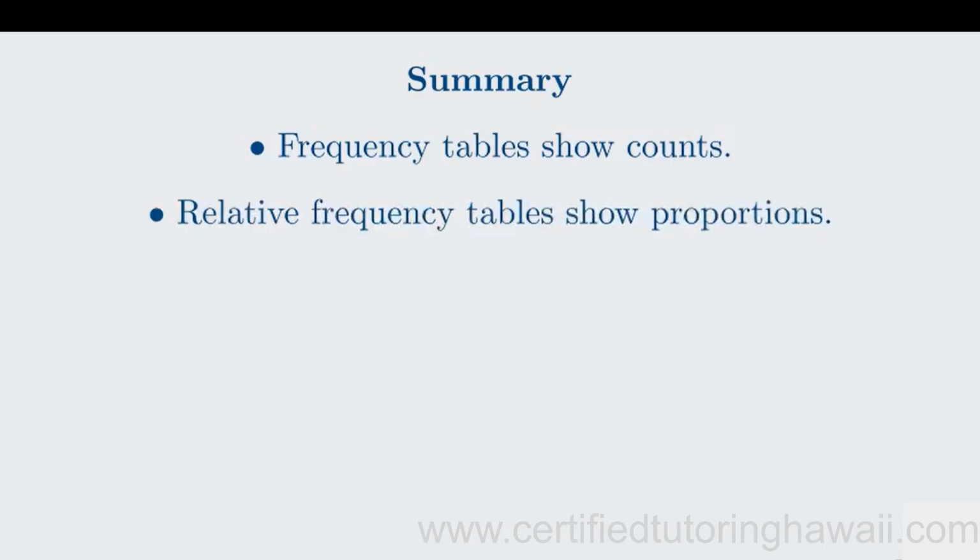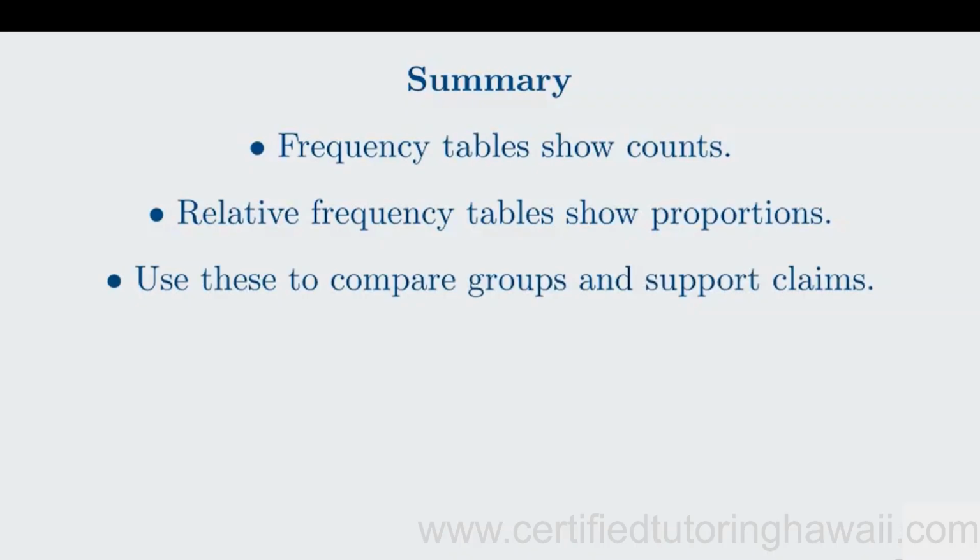We have now covered how to construct one-variable tables and use summary statistics to describe them. Frequency tables show counts. Relative frequency tables show proportions. Use these to compare groups and support claims. You are ready to start organizing categorical data.